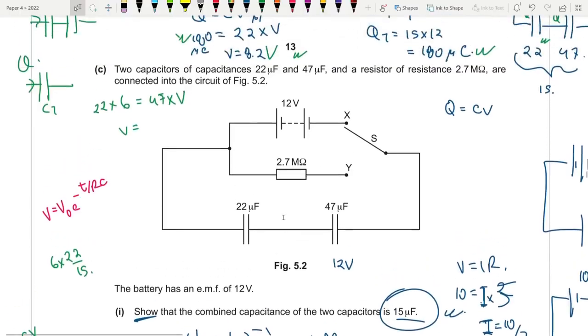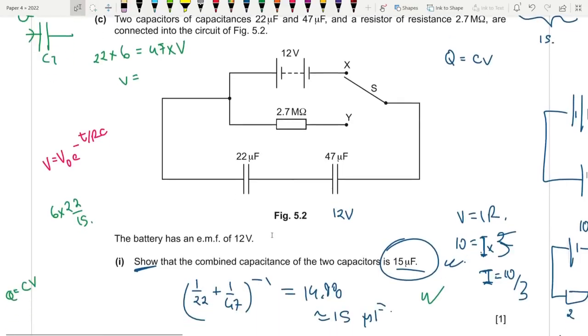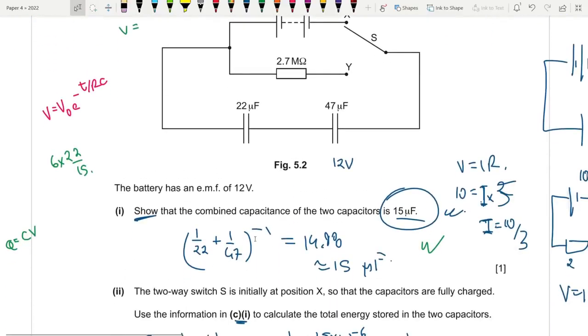So since they're in series, we need to add the reciprocals. We need to add the fractions and then take the reciprocal. So it's basically (1 by 22 plus 1 by 47) to the power minus 1. You get an answer of 14.98, which is approximately equal to 15. So that's the first part, right?